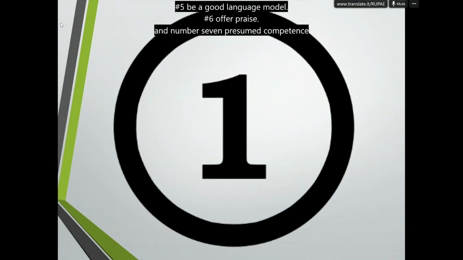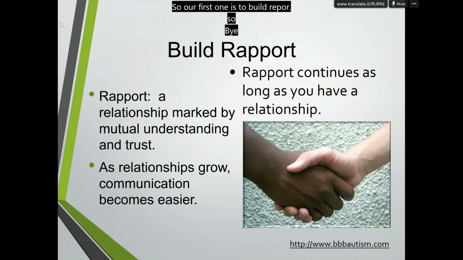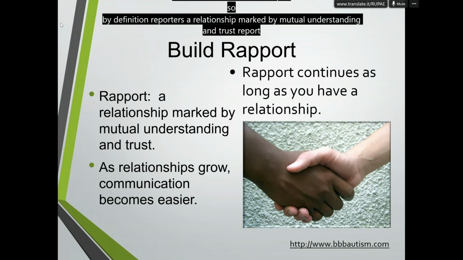So our first one is to build rapport. By definition, rapport is a relationship marked by mutual understanding and trust. Rapport building isn't something that we do once and then drop, but it's something that continues to grow.